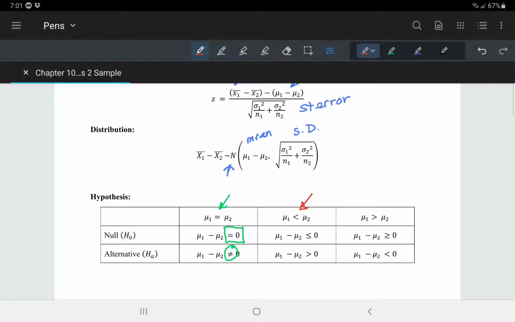If we want to say that mu1 is less than mu2, then the difference of those should be less than 0, but for the null hypothesis, we need to have equality, so we'll say less than or equal to 0. Then the alternative hypothesis takes the opposing viewpoint, so it will say that the difference is positive, that is, that it's greater than 0.